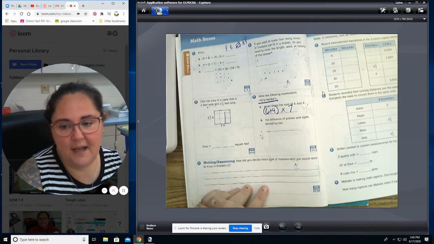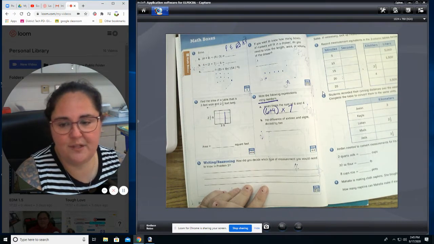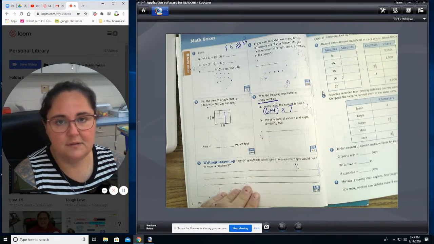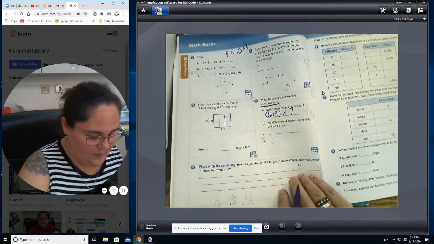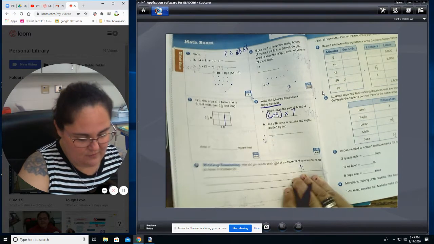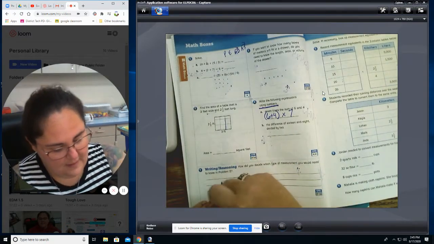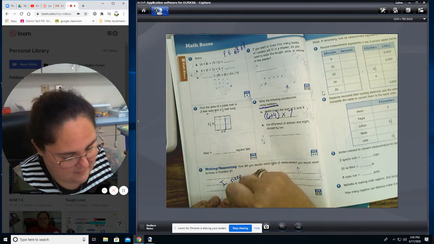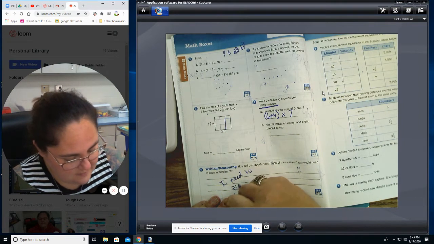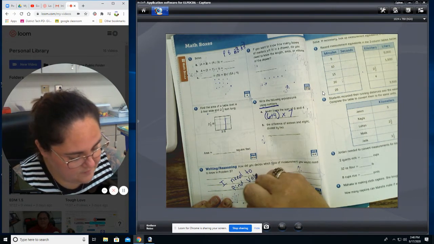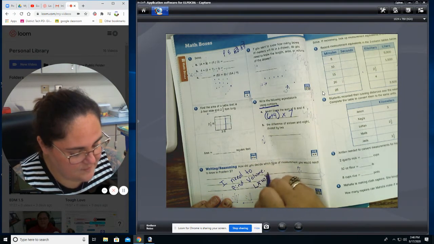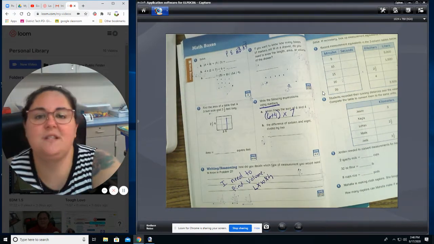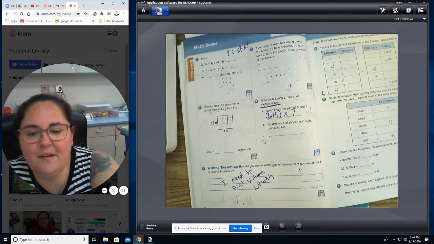All right, and then on number 5, how did you decide which type of measurement you would need for problem number 2? What do you think you're going to put? So here's your sample for today. What I want you to put on there, I want you to write, I need to find volume. Length times width times height. You type those exact words, and that's how I know that you watched all of my video today.